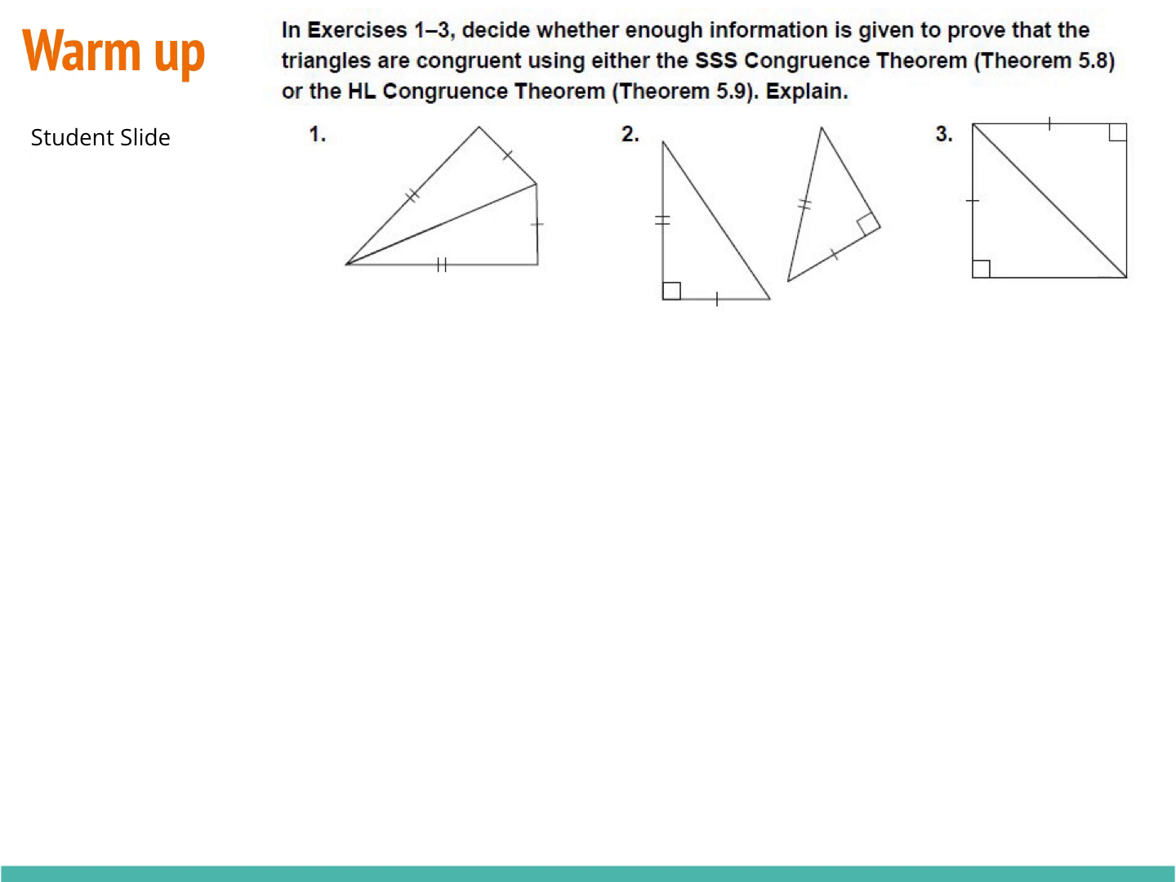So for question 1, we have two triangles, and they tell us that this side is congruent with this side, and that this side is congruent with this side. Now, I don't know if you guys remember the reflexive property, but it will tell us that this internal side is congruent. So for question 1, there is enough information to prove that the triangles are congruent by the SSS congruence theorem.